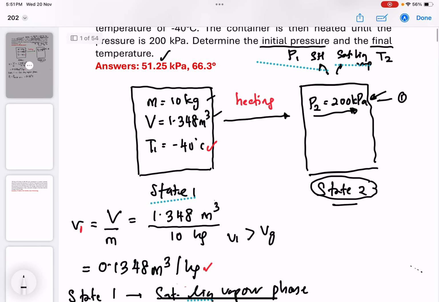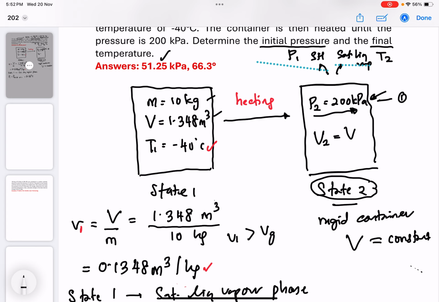What does a rigid container mean? Rigid container means the volume is going to be constant. Meaning that my volume at state 2 is equal to the volume at state 1, which is equal to 1.348 meter to the power of 3.